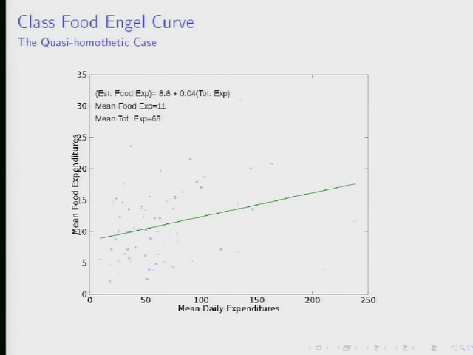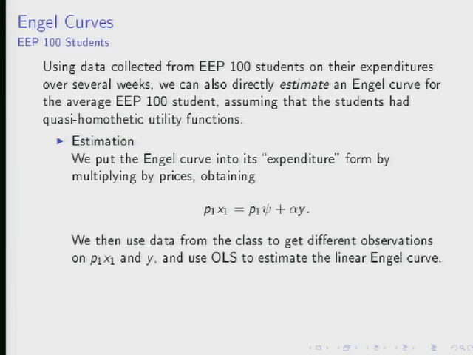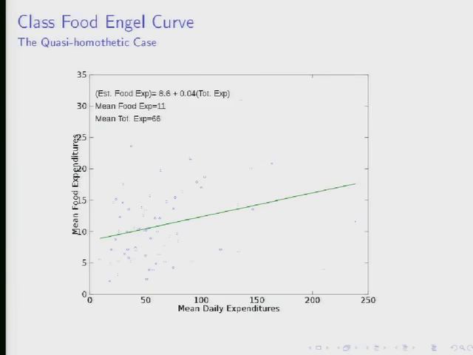But I don't want to dwell on that. So okay, this is an estimate of this parameter alpha we had here. So alpha is equal to 0.04. P1 times psi, we estimate to be equal to 8.6. And mean total expenditures per day were $66. I don't know, does that seem about right? I guess so. So the mean daily expenditures were around $66 per day. Not on food, that's total expenditures. And if you just look at mean food expenditures, we got a minimum of 8.6, but the average across the class was about $11 per day.